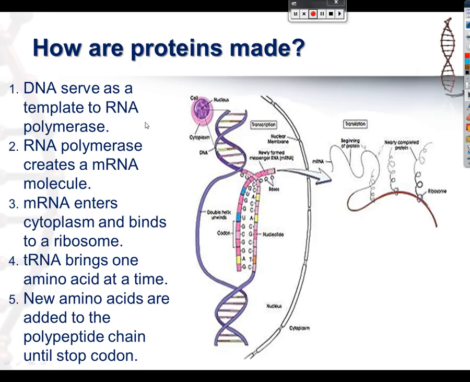DNA serves as the template for RNA polymerase. RNA polymerase is the enzyme that reads the whole process and starts to make the copy of the RNA, the mRNA, that's going to eventually leave the nucleus here, exit out that nuclear membrane, and come out this way. tRNA is going to come and attach the anticodons to it and then go over to the ribosome.